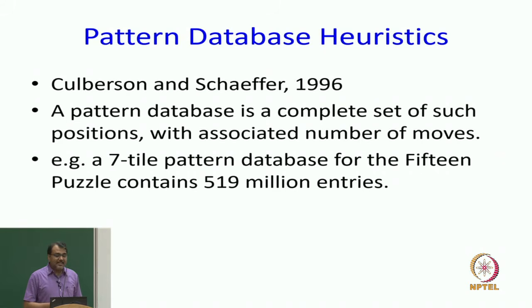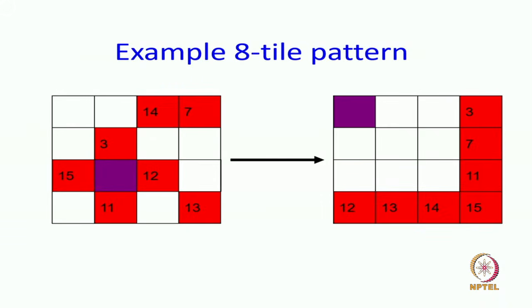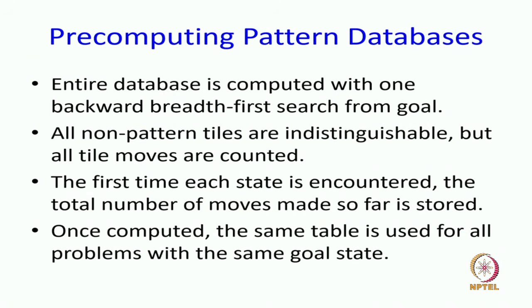A pattern database is a complete set of such positions with associated number of moves. Example, a 7-tile pattern database like the one that I just showed you for 15 puzzle contains 519 million entries. So, for all these 519 million states, I compute the pattern database, the heuristic once, and in fact, I do it in a batch, so that I can make use of the property that many of these states come together and so I do not have to redo the computation, I can just compute it in one pass. So, this would be one such 8-tile pattern, right. So, the entire database is computed with one backward search, breadth first search from the goal.